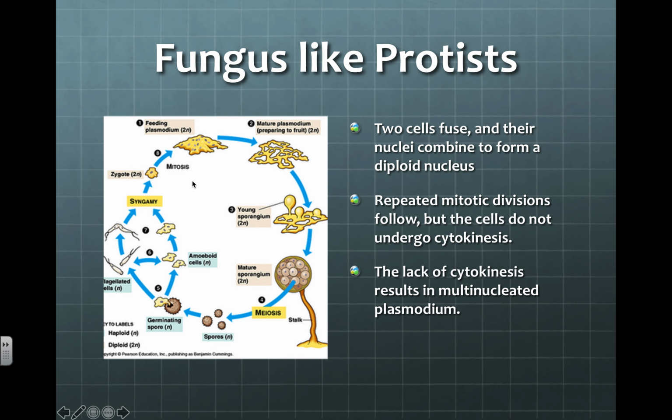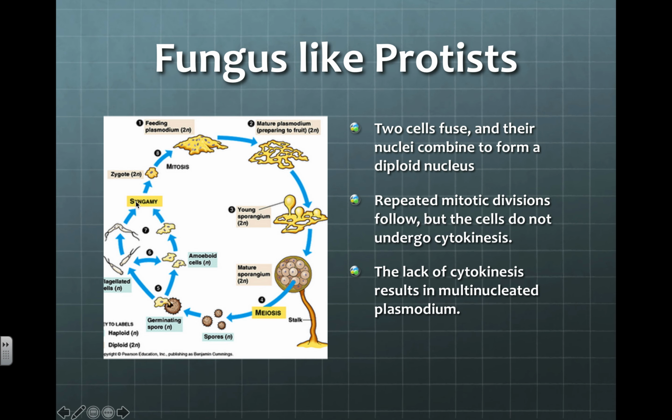All right, so here you can see the feeding stage. This is what a plasmodium looks like, and it's just got all these nuclei in there. And then here is a mature plasmodium that is preparing to fruit, which means to reproduce. And then you can see here they produce the young. It's called a sporangium. And then the mature sporangium, it's on the end of a stalk, it undergoes meiosis, produces spores. The spores germinate, and then we can have opposite mating types.